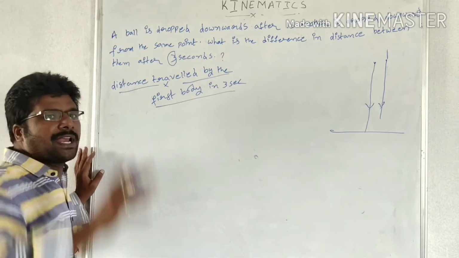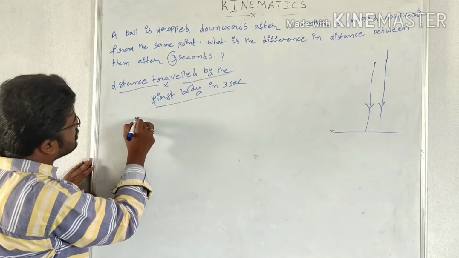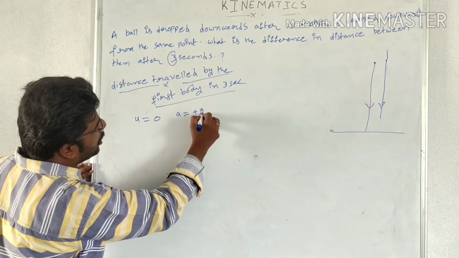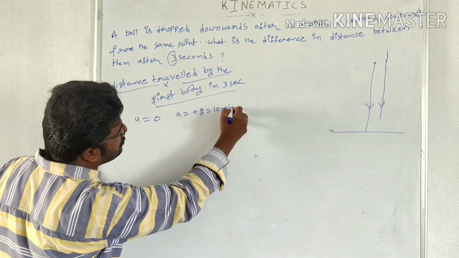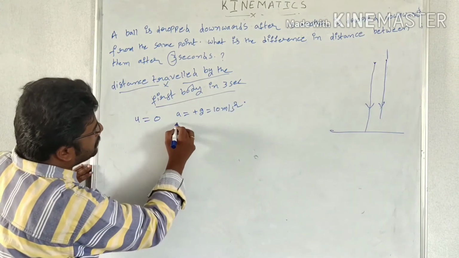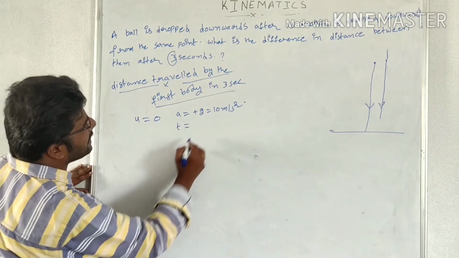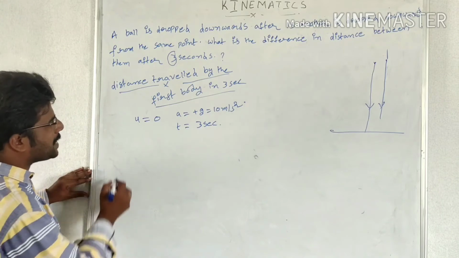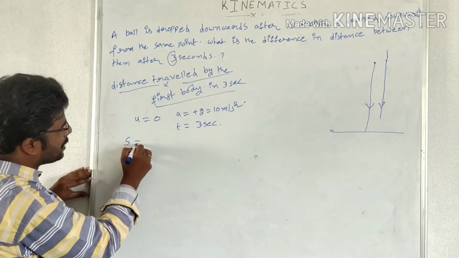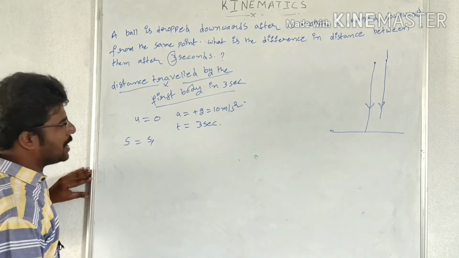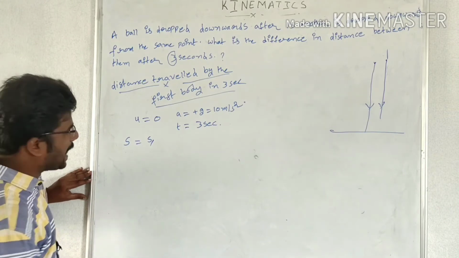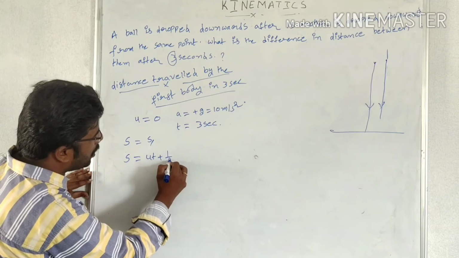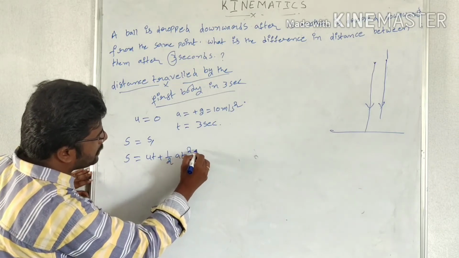So it is freely dropped. Initial velocity is 0. Acceleration A equal to plus G, or we can take 10 meter per second square. Time is given as 3 seconds. Now we are going to calculate the distance travelled by the first body. So S equal to S1. Now we are going to substitute in one of the kinematic equations, S equal to ut plus half at square.